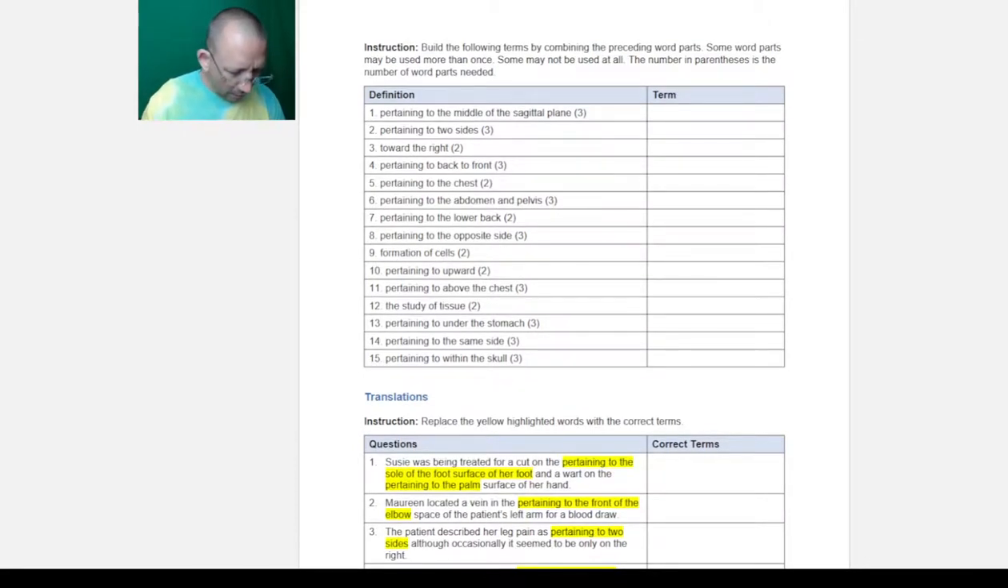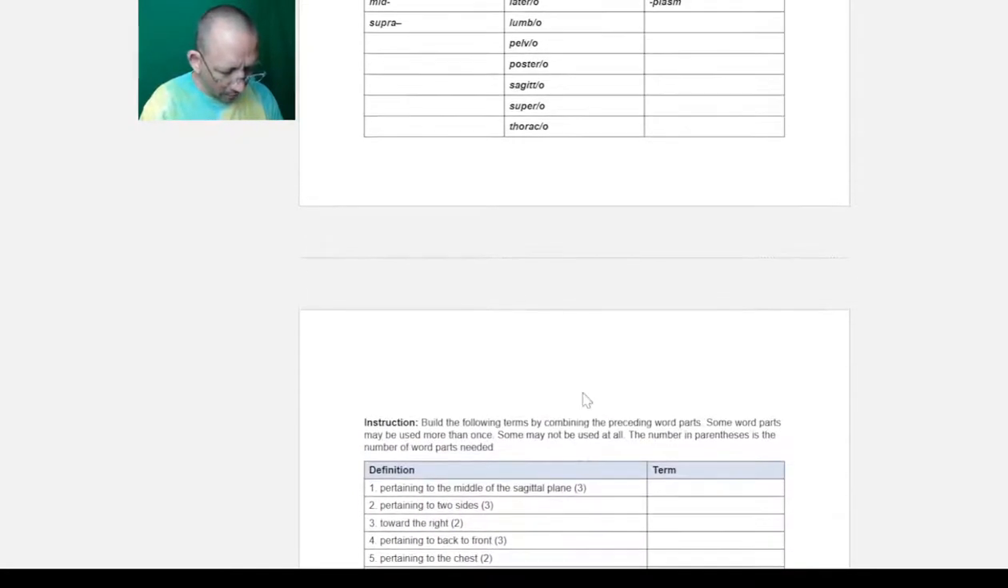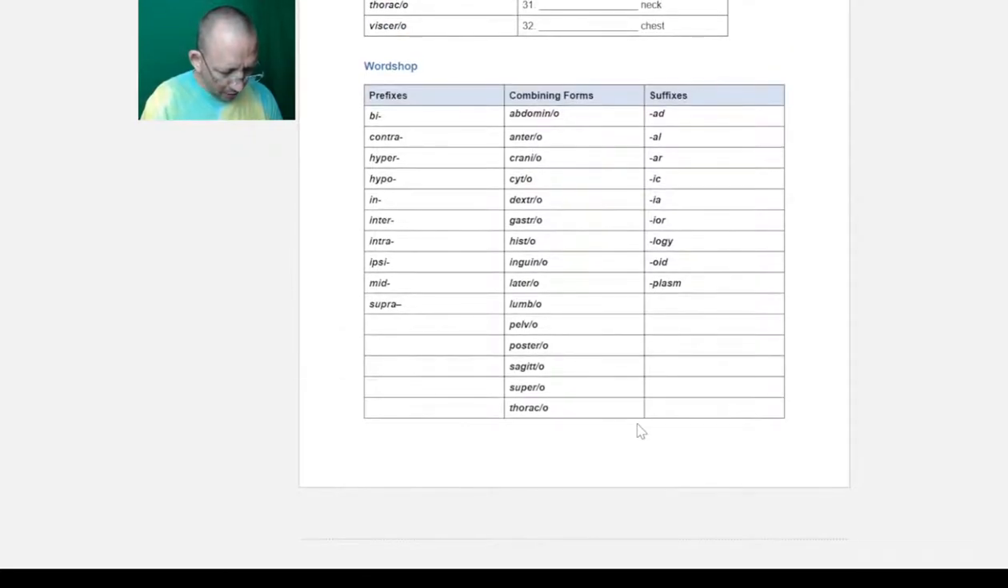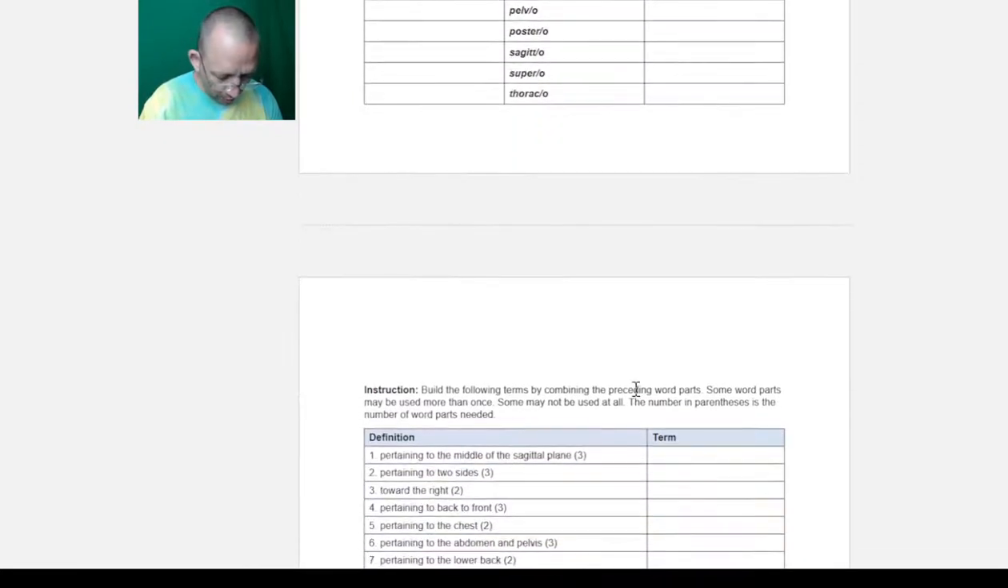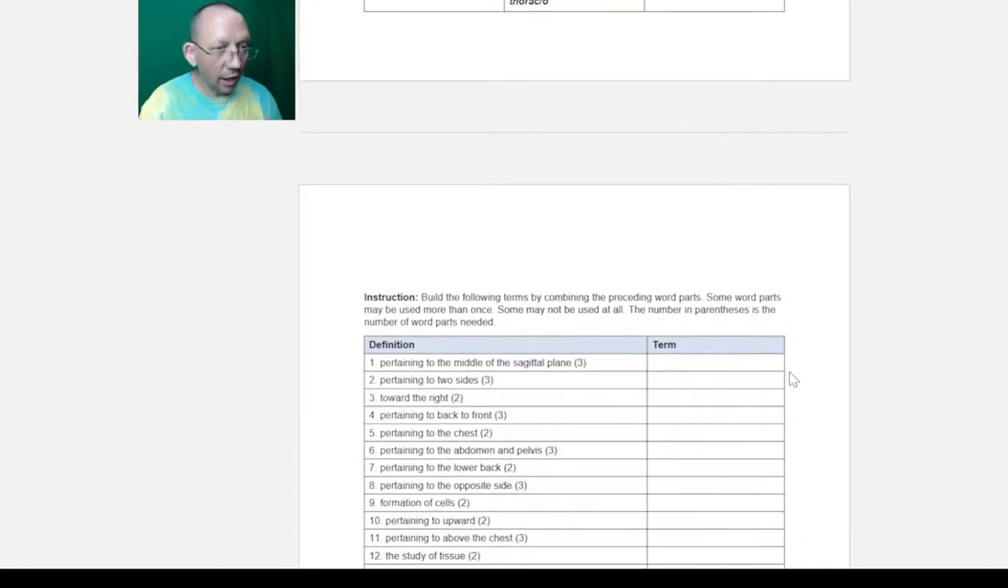If we go back up, look here. Okay, so middle. We're going to find here. Oh, there's mid right there, and we know that sagittal. So there's sagittal, mid sagittal. There we go. So we'd write mid sagittal right there. Okay, that's what we would write in there.